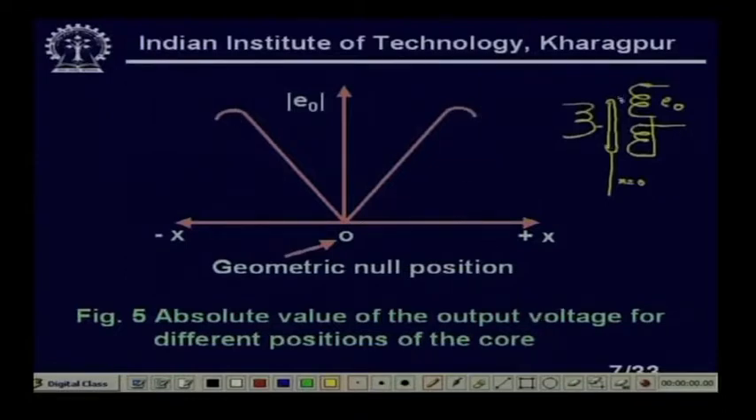When it is going up, it is going out, and when it is going down, like this one, you see I am getting a straight line relationship like this. So this is the absolute value of the output voltage of the LVDT in series opposition versus the position of the core.